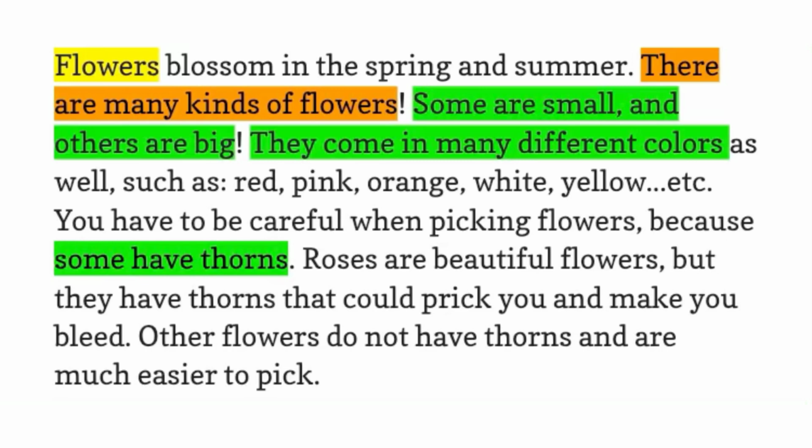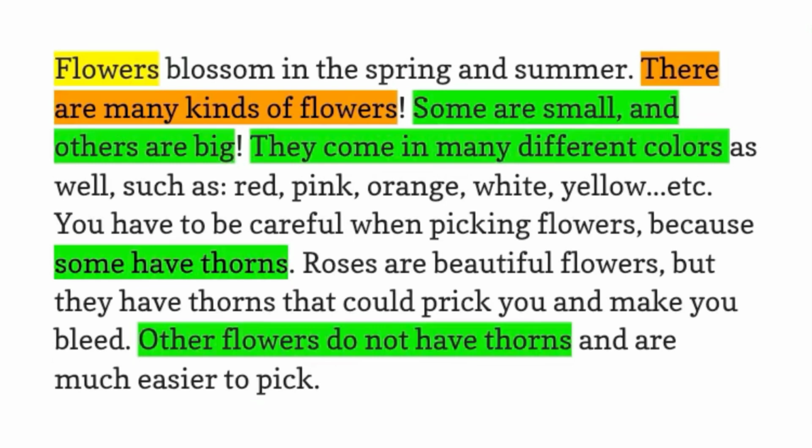Other flowers do not have thorns and are much easier to pick. Does that tell us how there are different kinds of flowers? It does, because before we only highlighted the part that said some have thorns. But now we're finding another way they're different, because not all of them have thorns, only some of them do. So we're going to highlight that other detail, other flowers do not have thorns.